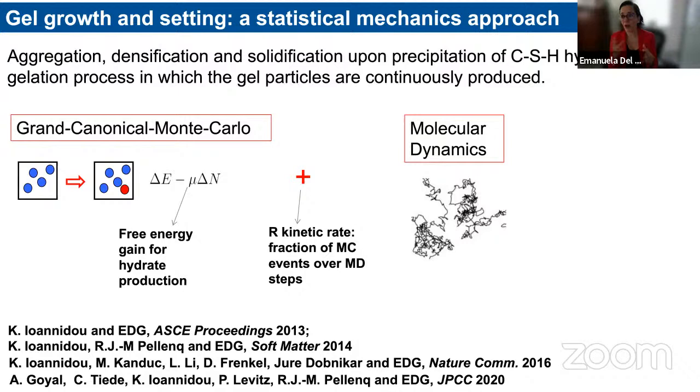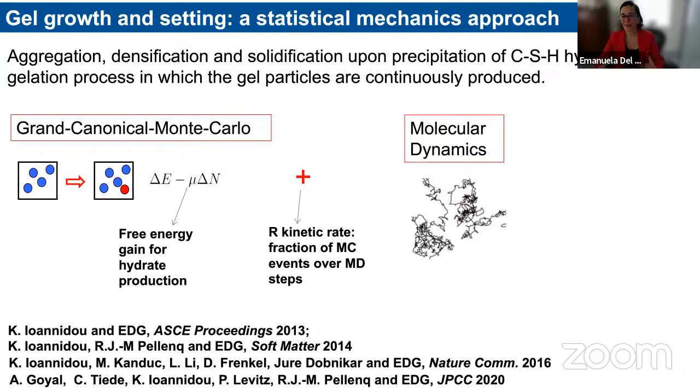So what we have designed is a scheme where we combine a grand canonical Monte Carlo scheme, which accounts for the precipitation of the nanoparticles, where for the chemical potential we use the free energy gain for the production of one of these nanoparticles, and we combine this with molecular dynamics, which allows us to watch the structure form as the nanoparticles are being produced.